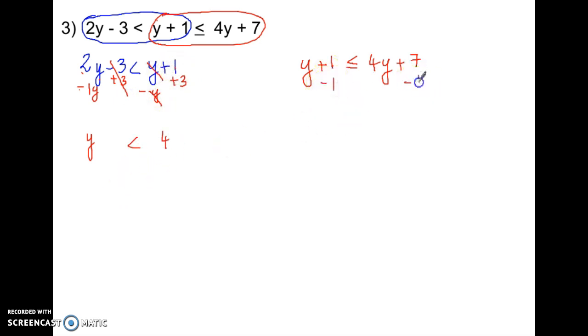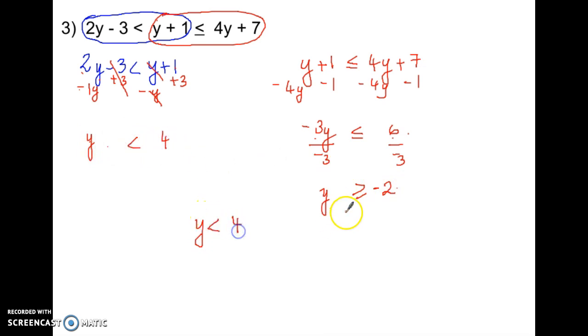Subtract 1, subtract 1, subtract 4y, subtract 4y. I get negative 3y less than or equal to 6. When I divide by negative 3 on both sides, since I'm dividing by a negative, I'm going to flip the inequality and I get negative 2. So we're talking about y. We have 2 conditions on it. y has to be less than 4, and y has to be greater than or equal to negative 2.